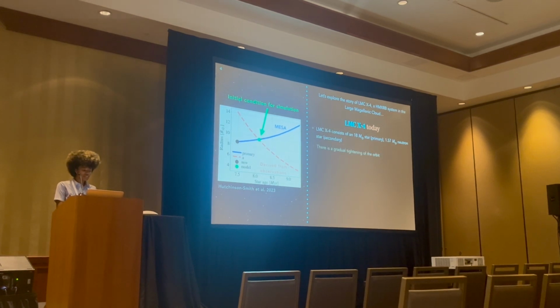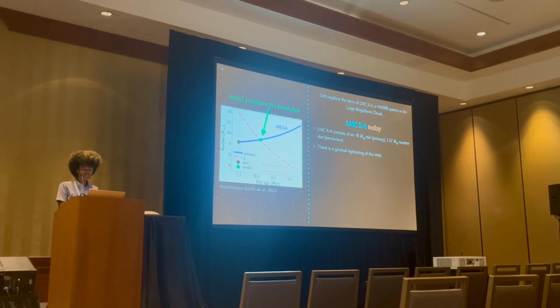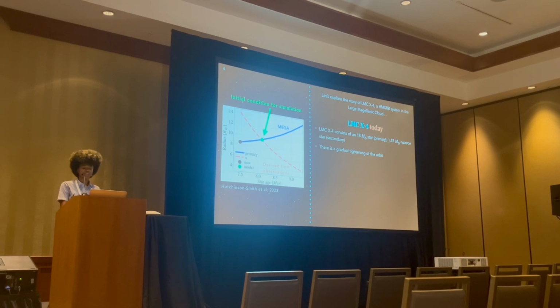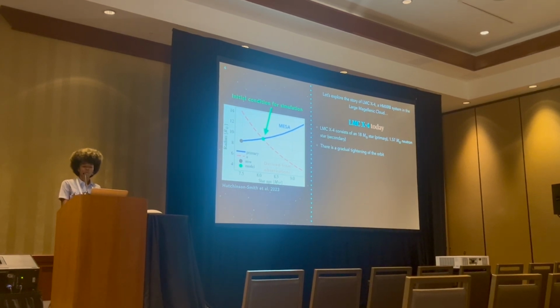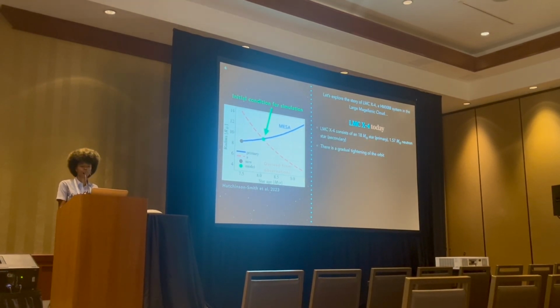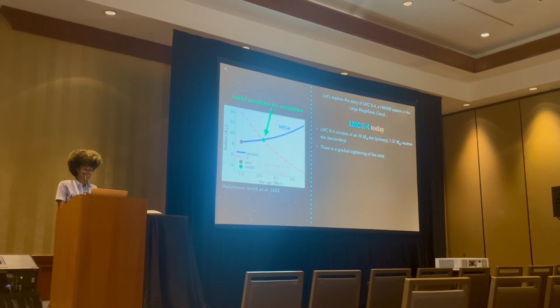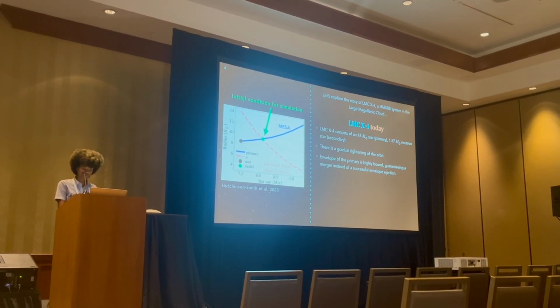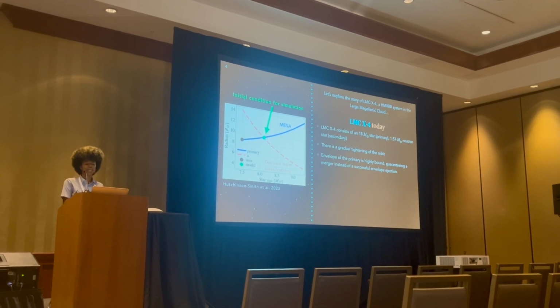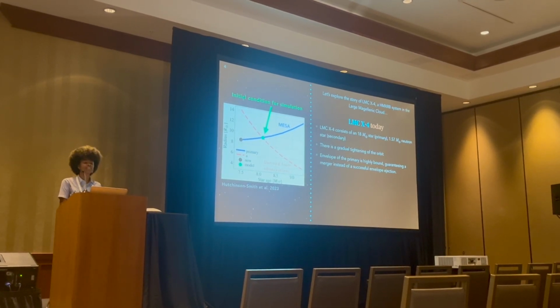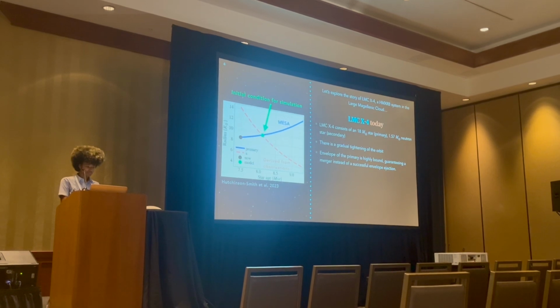We decided to select LMC S4 to model as a potential TZO progenitor because the orbital period suggests that there is a gradual orbital tightening. Additionally, the primary is highly bound, which guarantees a merger instead of a successful envelope ejection.